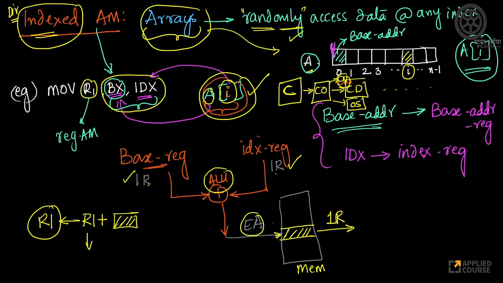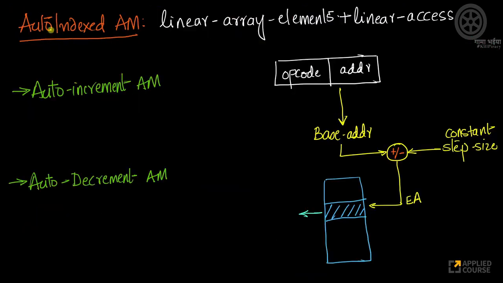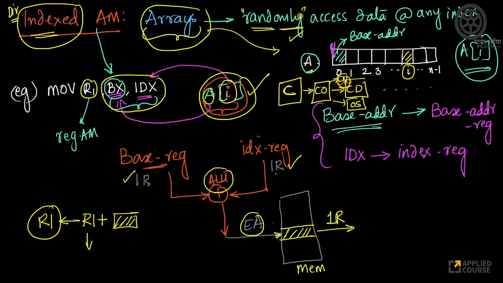Okay, so let me discuss this. There is something called the auto indexed addressing mode. Very interesting mode again. Here, you can only linearly access one element after the other. You can't randomly access any element like in an array.